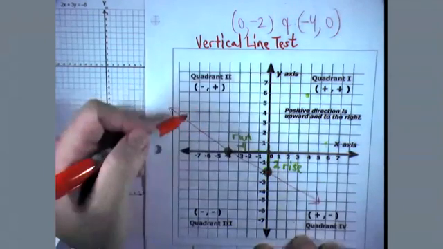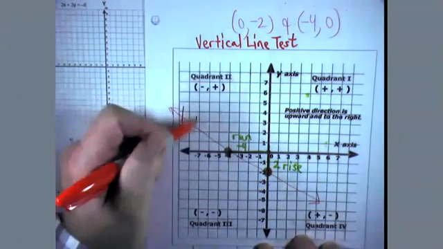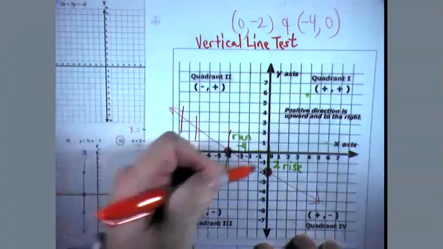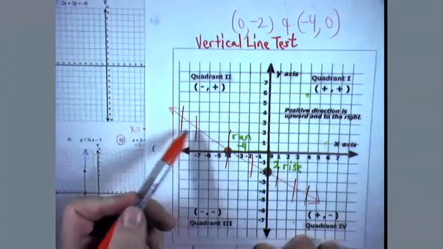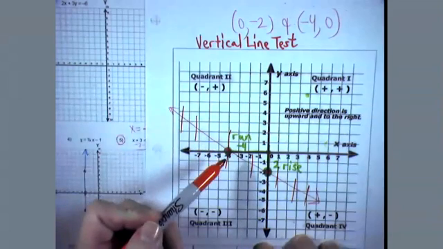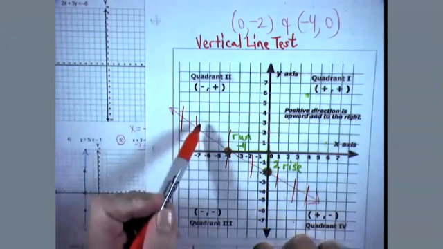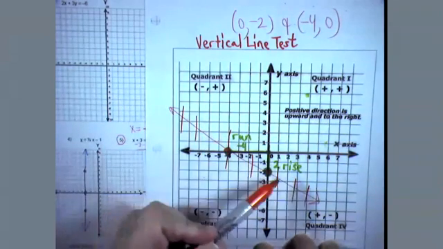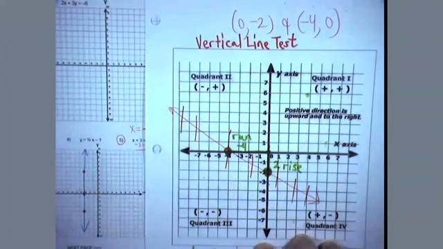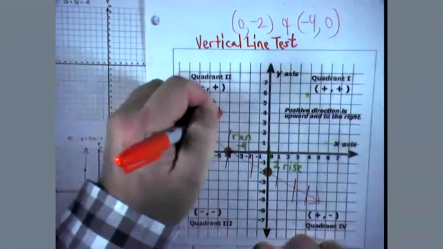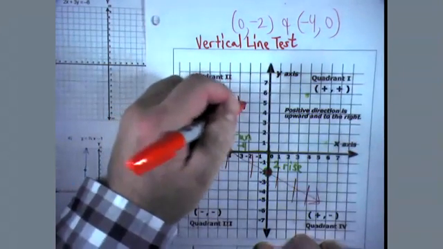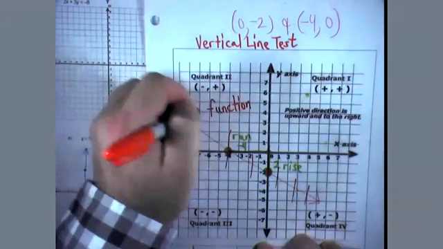So if we draw a vertical line here, here, here, no matter where we draw the vertical line in our line, each time it only intersects or crosses at just one point. Okay? So this line here, by the vertical line test, is a function.